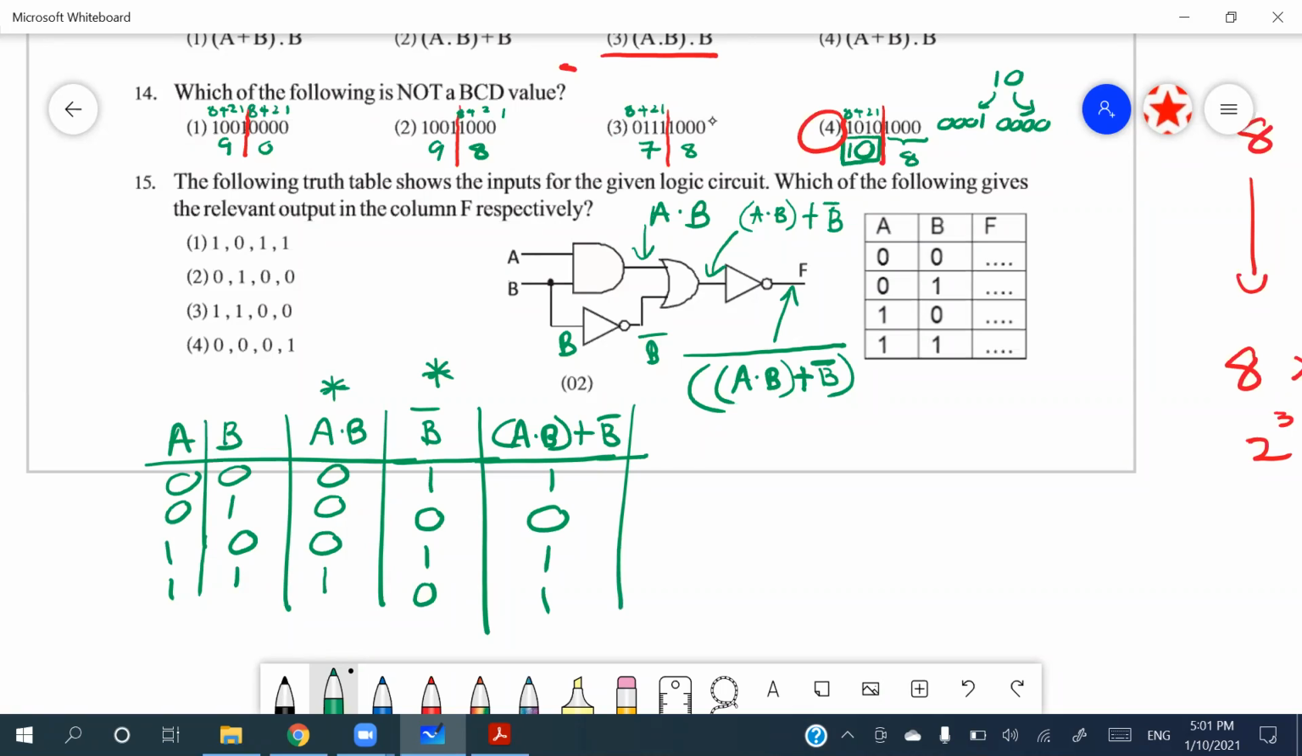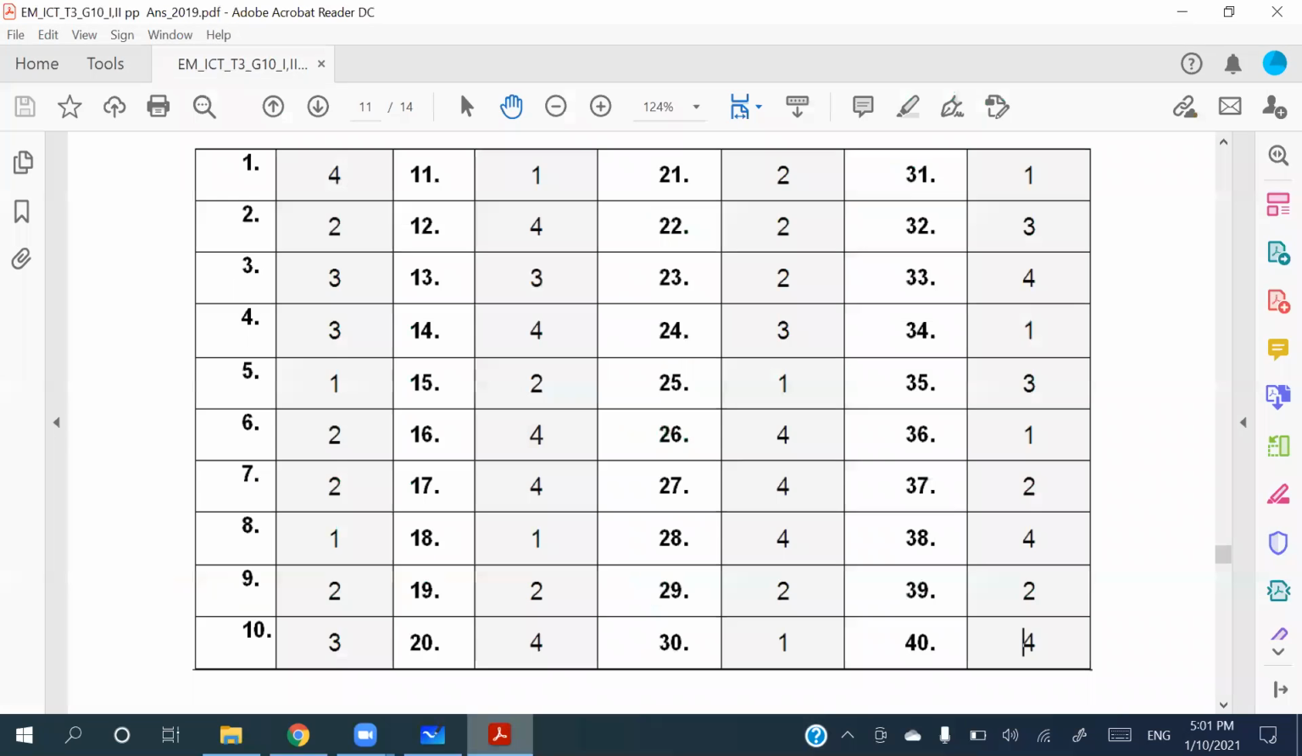And F means the complement of the last column. So the complement is going to be 0, 1, 0, 0. Right, so 0, 1, 0, 0 is given by answer number 2. So for the 15th, the second one is the answer.